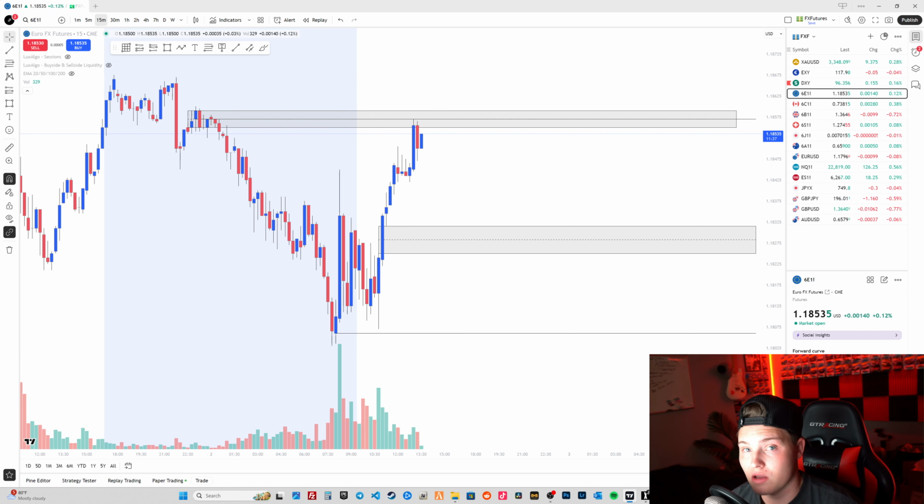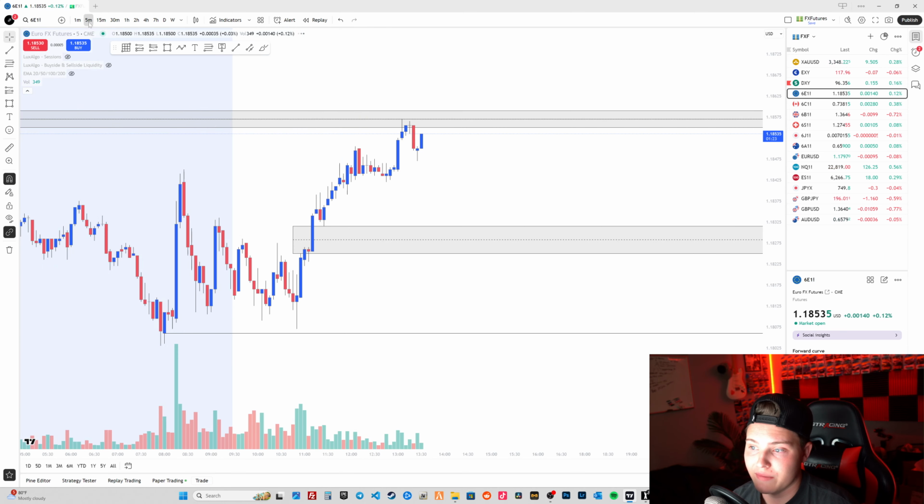Okay, so we're going to scale down even further. So now we're going to go to the 5-minute. So we see where price is probably going to come to before it goes down. We see where price is probably going to go down to when it does go down. So now we're going to look for where to enter, right? And so basically we're going to go to the 5-minute.